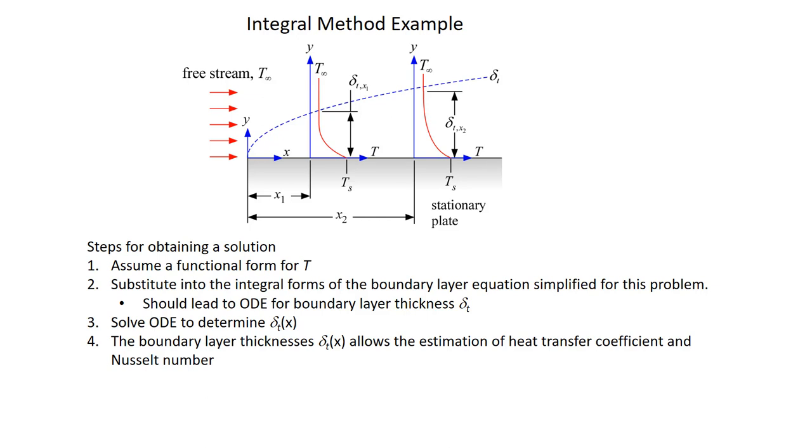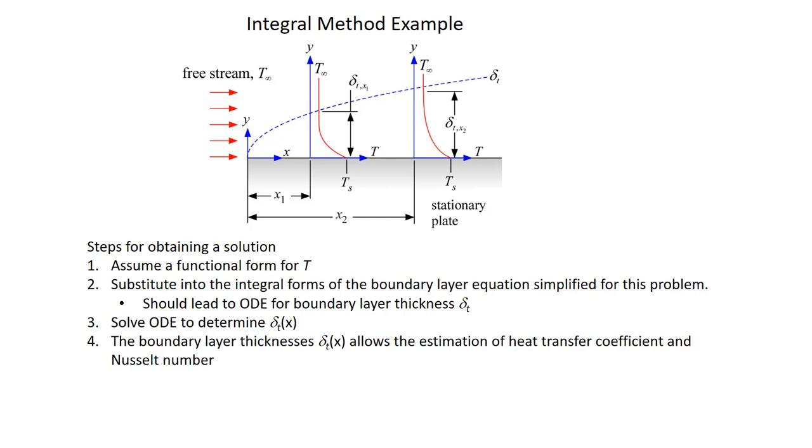Okay, so last time we did an example using the integral method, and we stuck with the momentum form of the integral equation, and we got the friction factor. This time we'll move on to doing the same steps, but we'll do a problem involving the thermal form of the integral equation. So we'll be getting things like the heat transfer coefficient and the Nusselt number. So we're going to again attack a problem that we know the answer to.